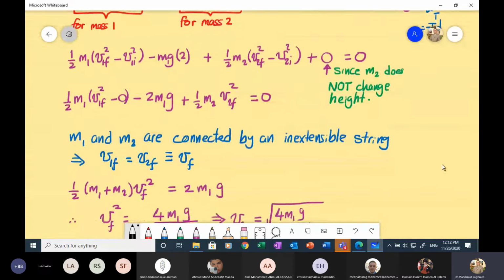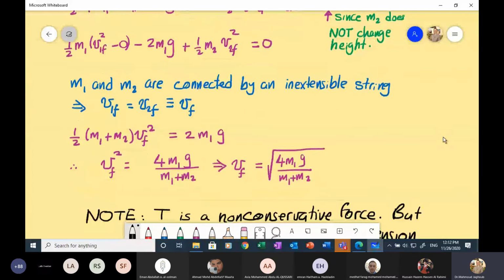Okay? So now, instead of v1 final and v2 final, we have v final squared, and there is a common factor, m1 plus m2, into half, multiplied by that equals 2 m1 g, and immediately you get that v final equals 4 m1 g divided by m1 plus m2. So this is how you can do this question.